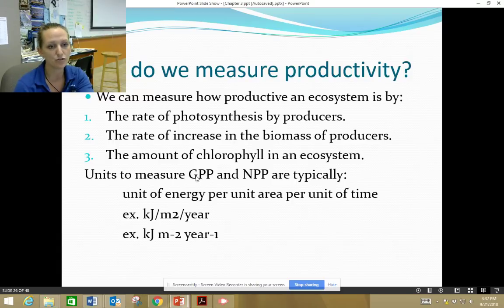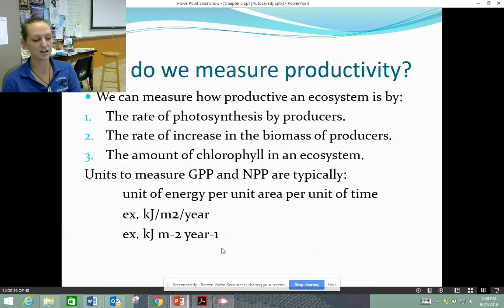The units to measure gross primary production and net primary production are amount of energy per unit area over time. So the amount of energy in an area over a certain period of time. Our energy is kilojoules per meter squared. That's my area. In a year, that's my time. Could also write it like this. Remember, with the negatives, that means that you're taking it out of the fraction.